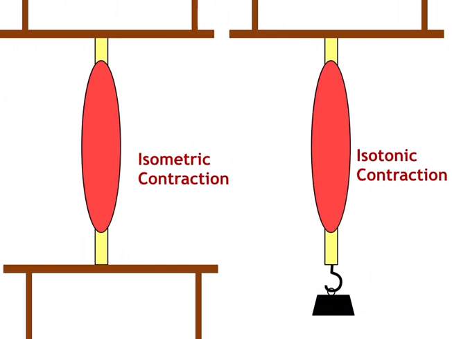In the other example, both ends of the muscle are fixed. Then the length of the muscle cannot change. So iso, same, metric, length. So this is an isometric contraction.